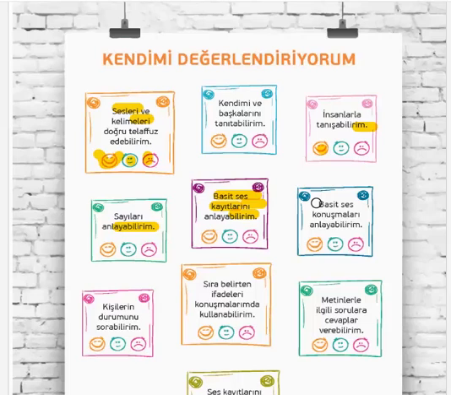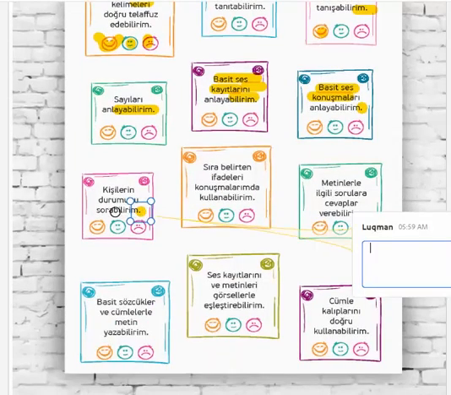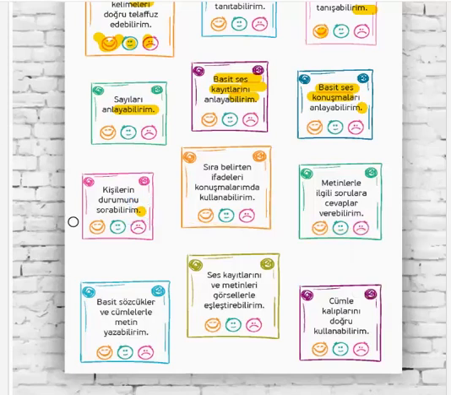Next one is basit ses konuşmaları anlayabilirim. I can understand. Anlayabilirim. What can I understand? I can understand simple spoken conversations. Konuşmaları means conversations. Next one is kişilerin durumunu sorabilirim. Sorabilirim means I can ask. What can I ask about? Kişilerin durumunu. The condition of the people. I can ask about the condition of the people.